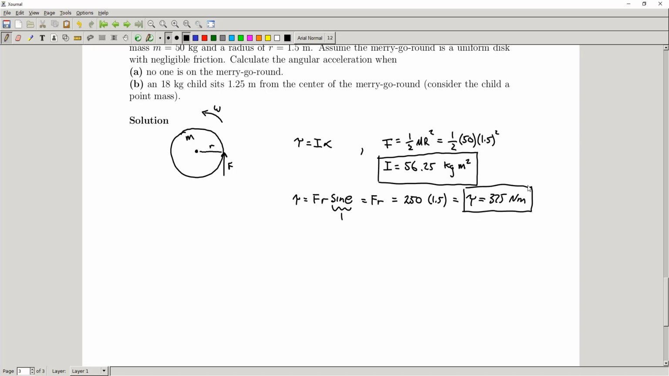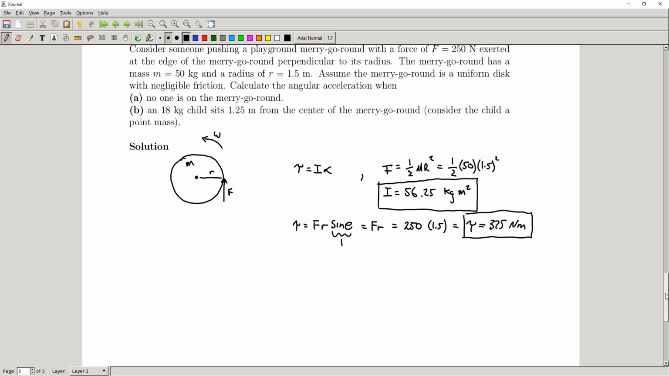And so we're almost there, right? We have the tau. That's not going to change in either part A or part B. That's always going to be the tau. Our moment of inertia will change in part B, but for part A, we have our I of 56.25 kilogram meters squared. So here we can simply solve. Let's take this equation and solve it for alpha. Let's slide the I over. We're going to end up with alpha equals tau over I, and now we just plug in numbers.